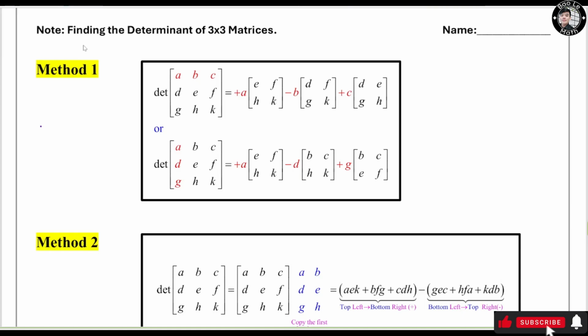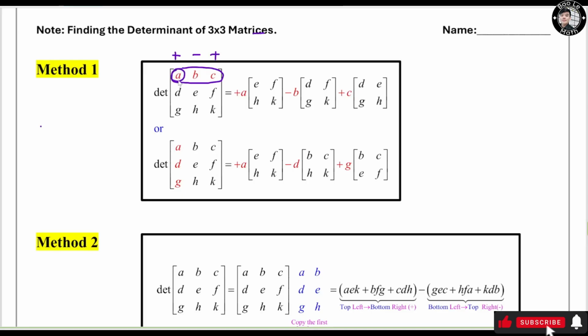Hello everyone, in this video we're going to learn how to find the determinant of 3 by 3 matrices. We have two methods. For the first method, we're going to start with either the first row or the first column. Now you're going to place the plus, minus, and plus signs right here. So you're going to start with the first element right here, A.